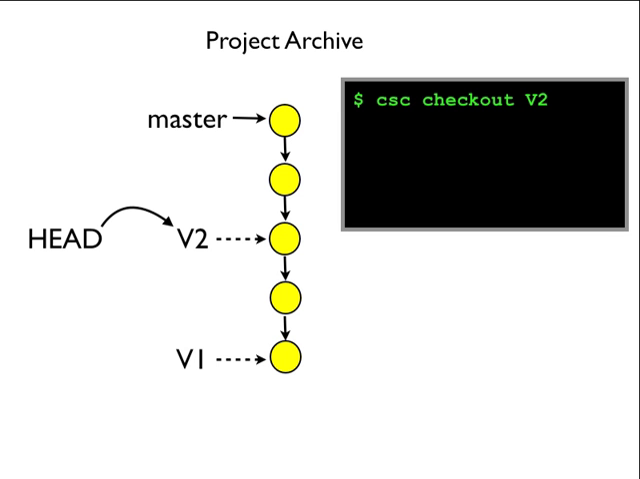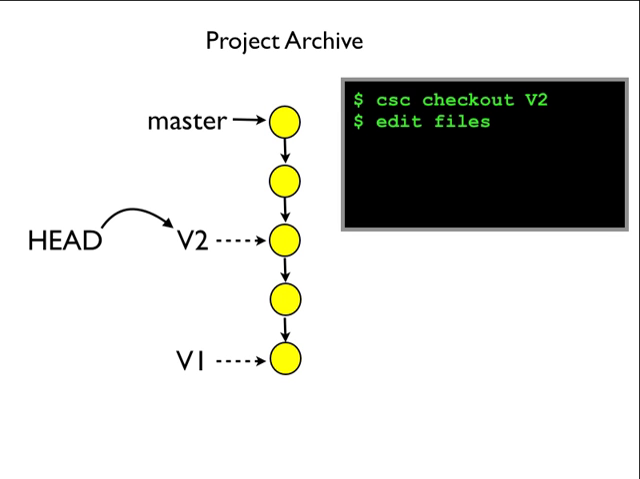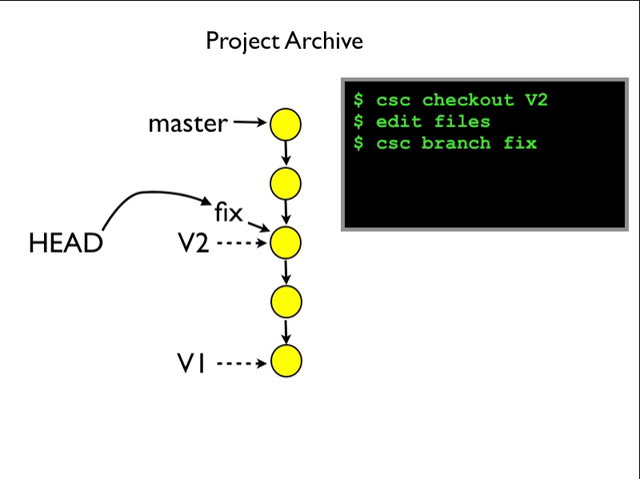Now we go and we fix the bug, which involves editing a few files. We get the files changed. We're ready to make a new commit to our archive. But where's it going to go? We don't want to put it on the master branch, because that's stuff that's getting ready for version 3. We want to put it in a separate branch. So we're going to create a new branch. We're going to call it fix. And that just creates a new branch pointer pointing to our current snapshot that we're working on.